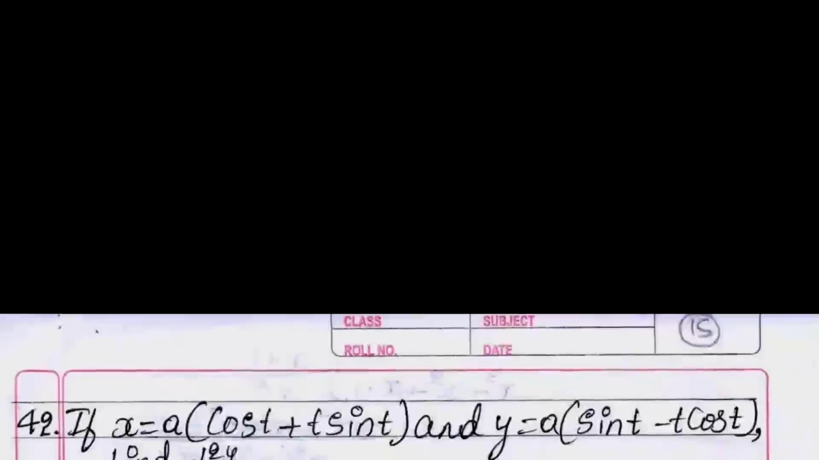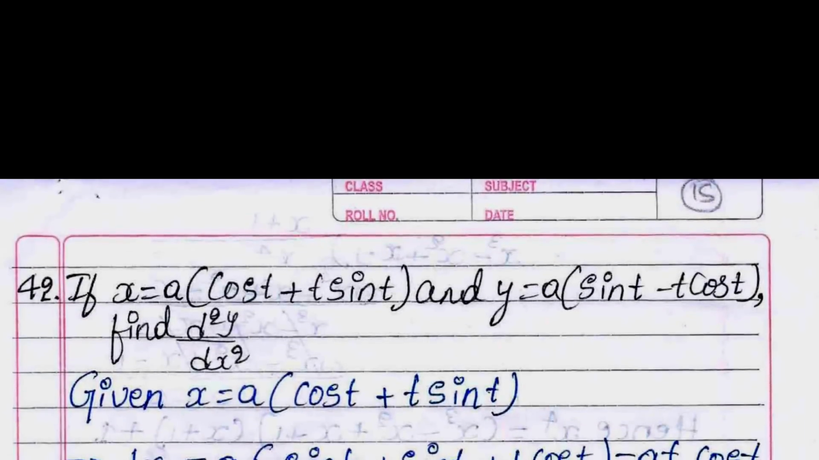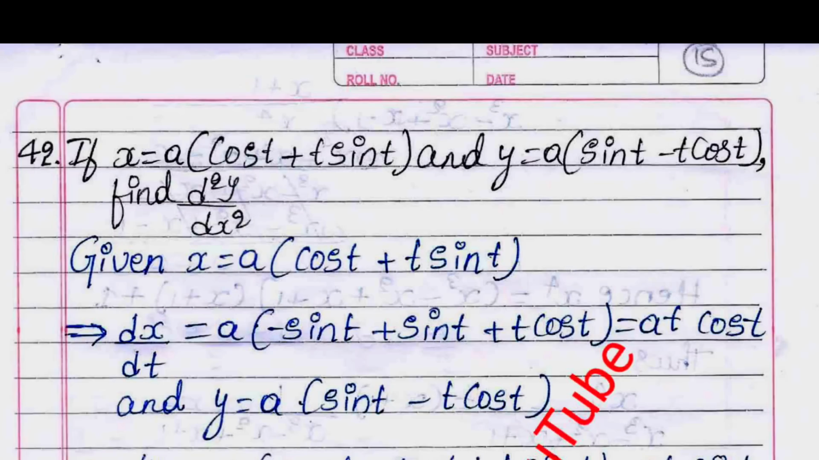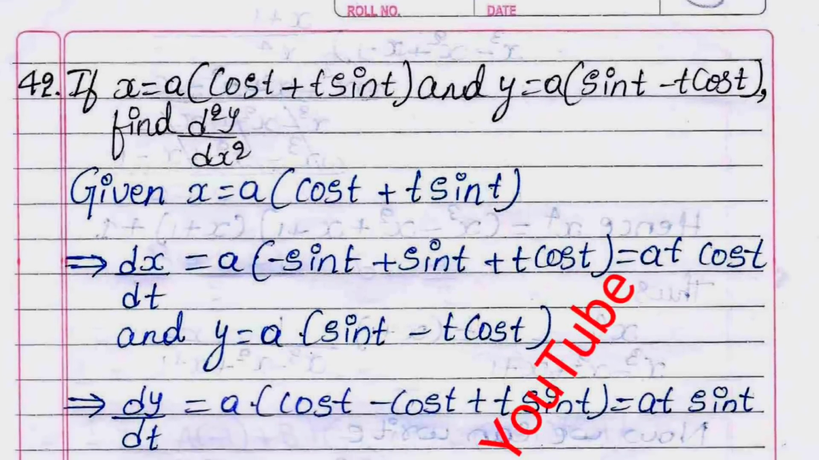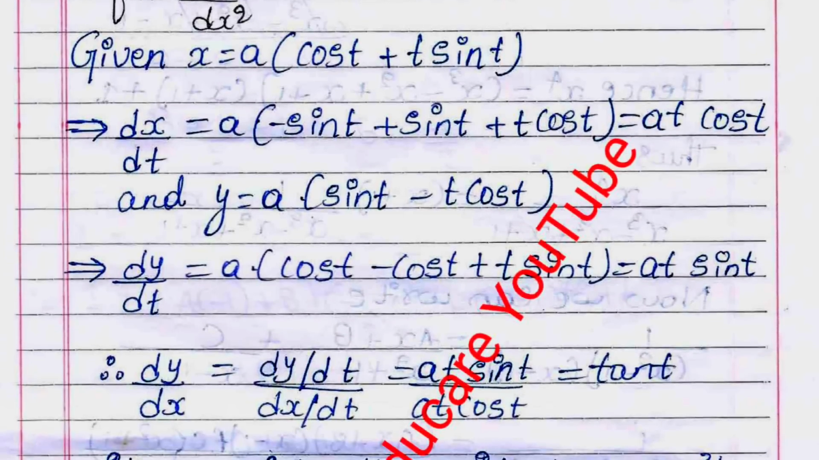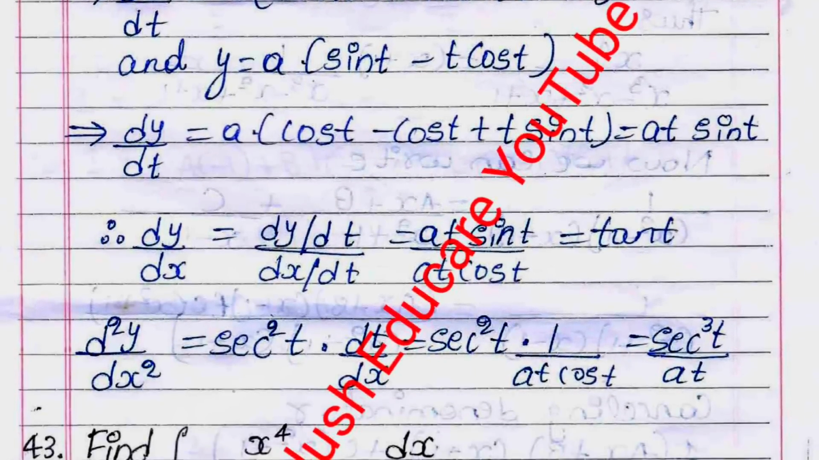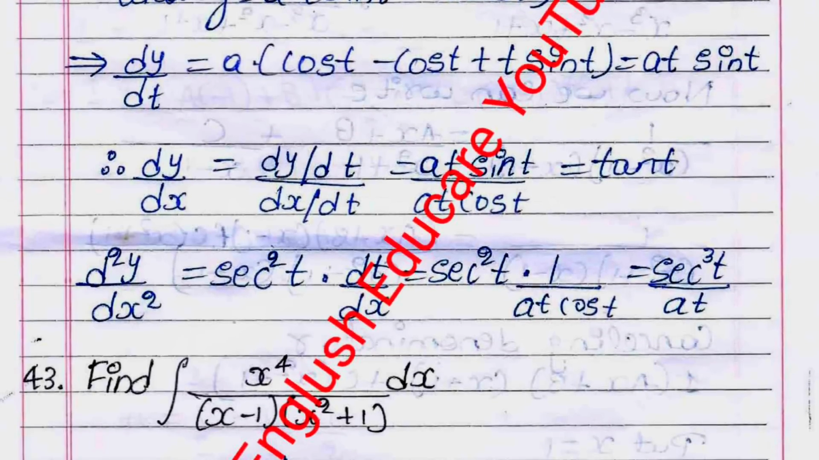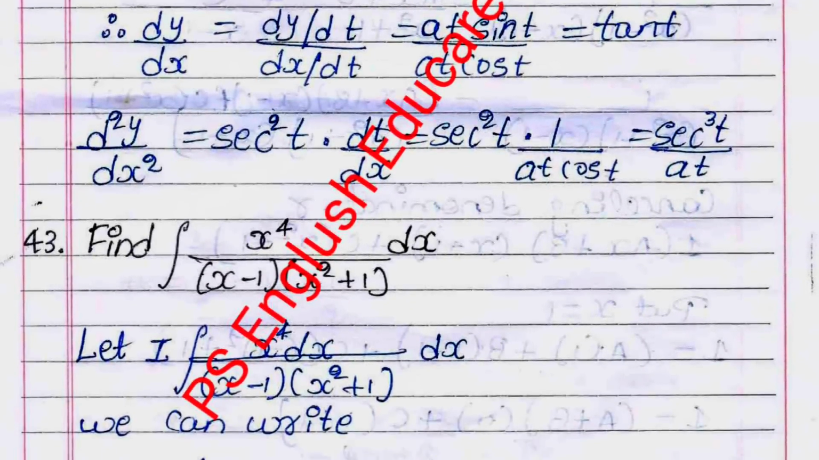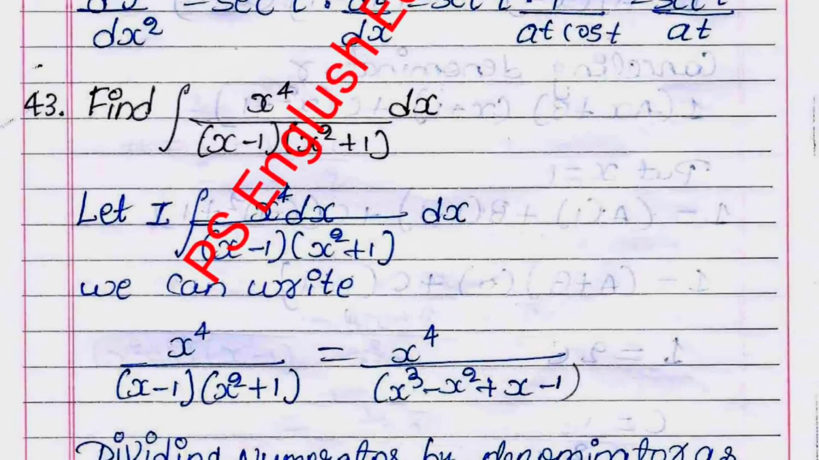42. If x = a(cos t + t sin t) and y = a(sin t - t cos t), find d squared y by dx squared, and the answer is below. Find the integration of x to the power 4 by (x - 1)(x squared + 1) dx, and the answer is below.